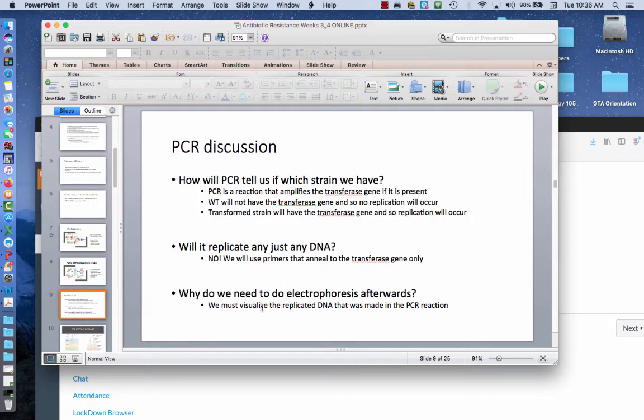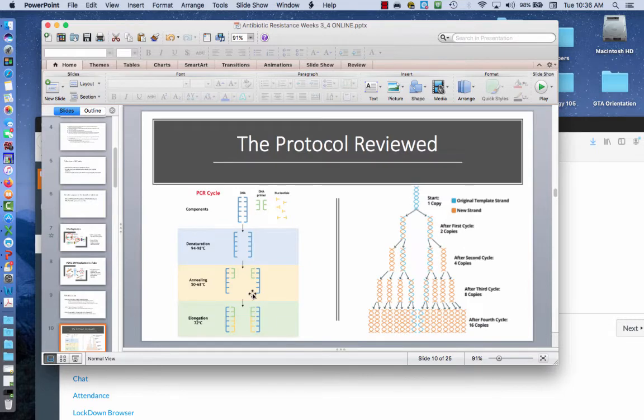All right, electrophoresis will be done afterwards so that we can visualize, because we don't know just by looking at our test tube if the DNA was replicated or not. We have to actually then run an agarose gel to see, is there DNA in our tube or is there not? All right, so let's look at a visual of PCR. This will give us a really nice understanding of all these pieces that might seem so confusing at this point.